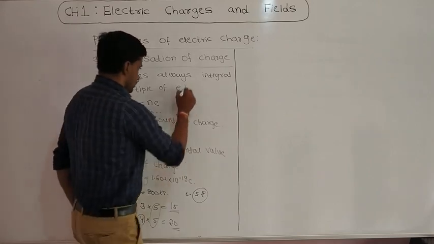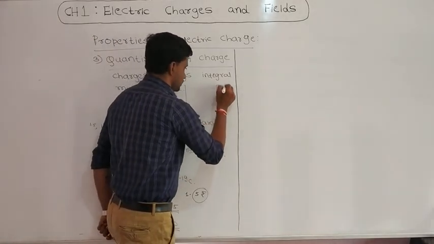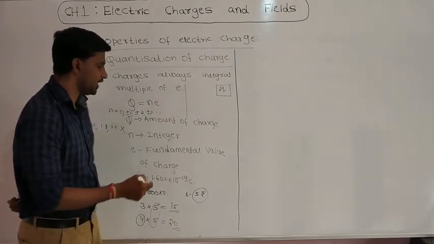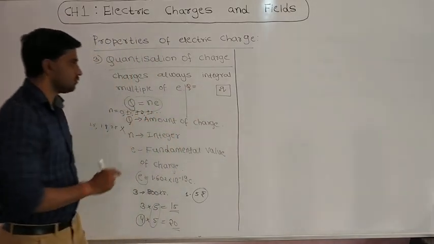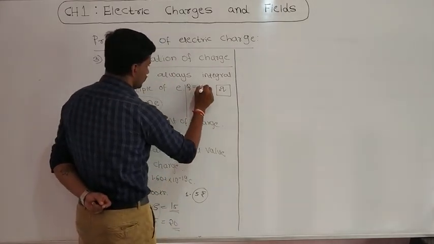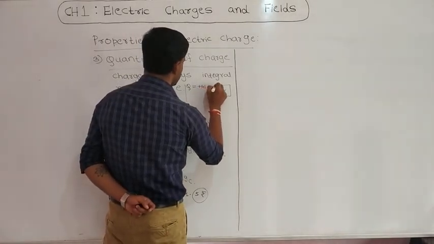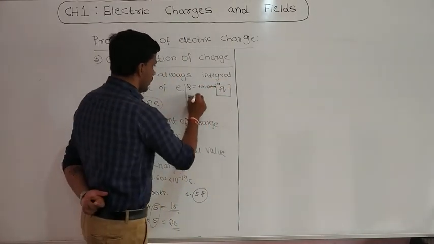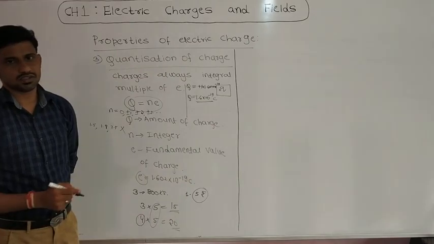For example, assume this is one system. It has one charge, that is a positive charge. Now I want to find the amount of charge in this body. Here there is a formula, Q is equal to N into E. N is an integer; it has one charge, so plus 1 into the fundamental value of charge, 1.602 into 10 to the power minus 19. Then the amount of charge present in the body is Q is equal to 1.6 into 10 to the power minus 19 coulomb.